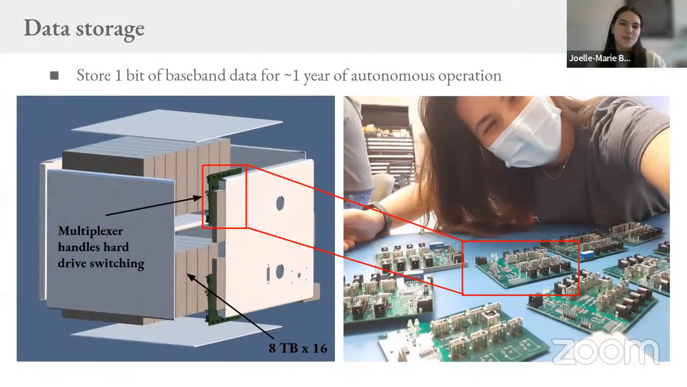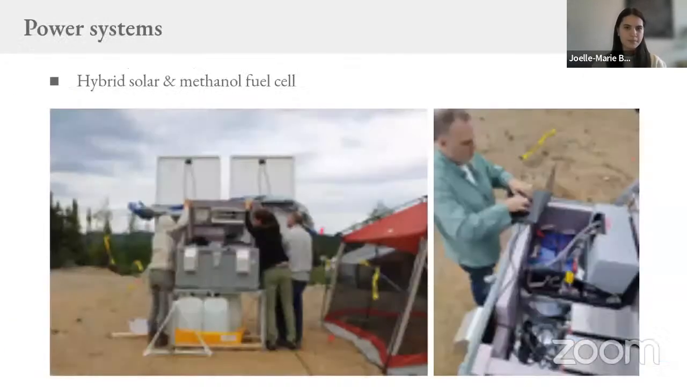And so now to look at each of these individual pieces in a little bit more detail, here on the left is a CAD model of the box full of hard drives and the multiplexer boards. And on the right, you can see me with the army of multiplexer boards that I built last summer. And the idea is that an Albatross antenna station will be saving 1 bit of baseband data for about a year at a time. And to save all of this data, we are sending 16 8-terabyte hard drives to each antenna, and the multiplexer boards handle the switching between them.